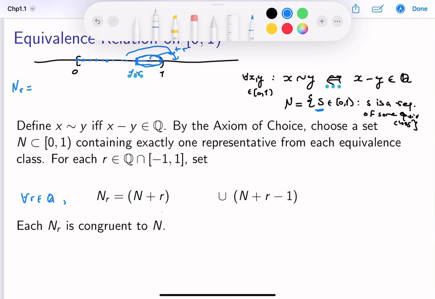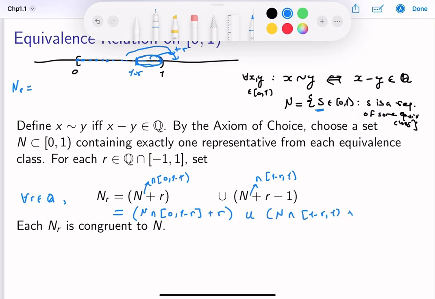What we want is to intersect this N with [0, 1 minus r), not including 1 minus r, and then intersect this N with [1 minus r, 1]. In other words, let me just rewrite it for you. We need to define N_r to be like this: N intersected with [0, 1 minus r), then translate the whole thing by plus r, and then union N intersected with [1 minus r, 1], plus r minus 1. Okay.